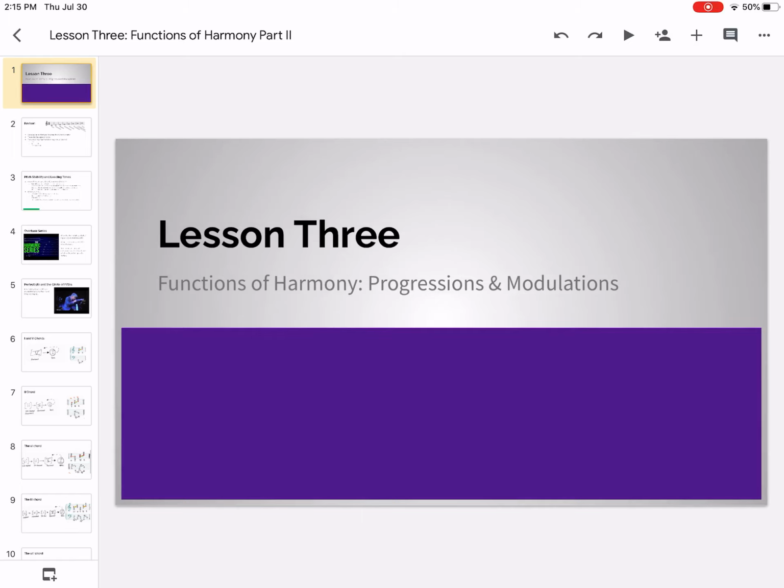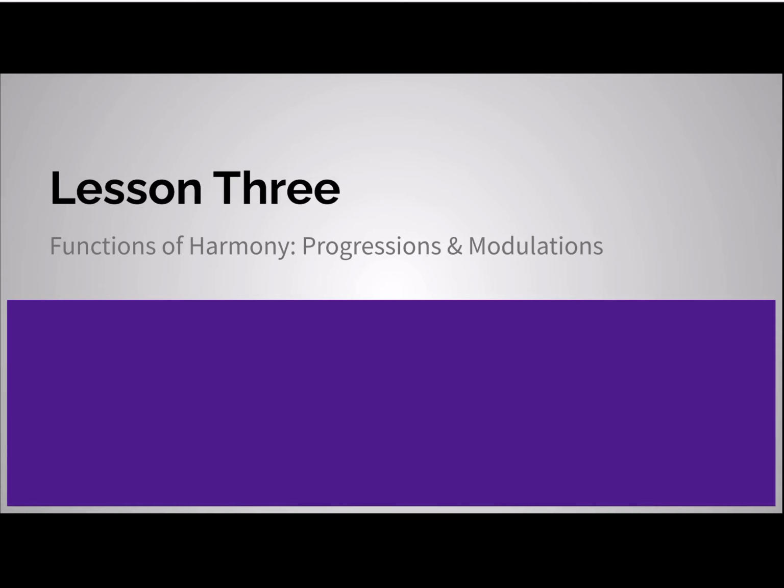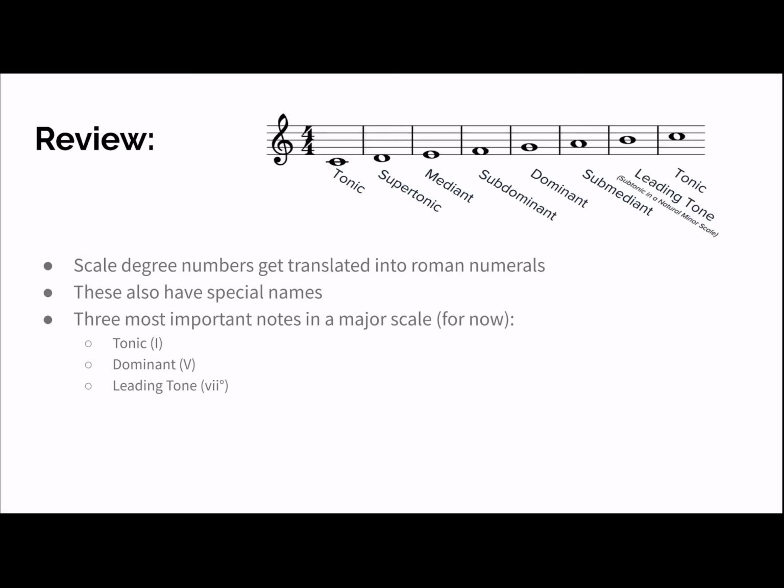Okay, we are going to talk about functions of harmony, chord progressions, and a little bit about modulations. So to review, we have a scale here starting on C and ending on the C above it. The scale degree numbers get translated into Roman numerals, as we talked about last time, but these scale degrees also have special names that we've started to talk about, in terms of the tonic note, which is the first note, and a little bit about the dominant.